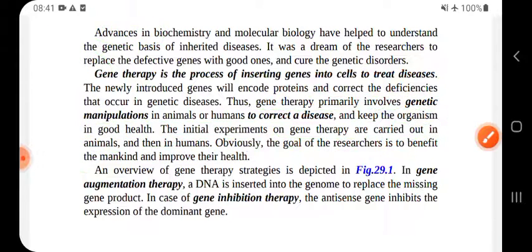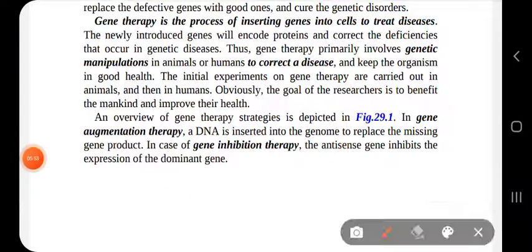Now gene therapy is of many types, like here it is mentioned, gene augmentation therapy. In gene augmentation therapy, we insert the DNA which is responsible for the formation of a certain protein. It is inserted within the human genome, and we are replacing the missing gene product. That means somehow the normal gene has become non-functional, because of certain mutations, certain alterations in the nucleotide bases.